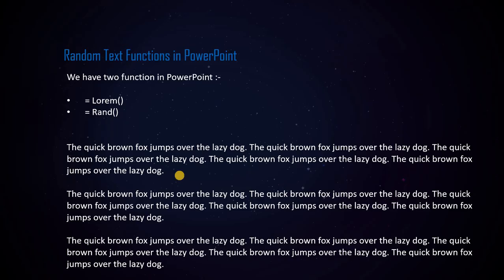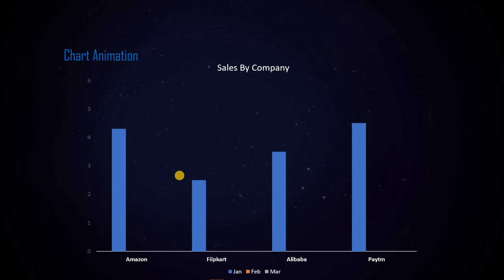Then this is for use if you have nothing right now, you will add in the future. So then we are using those functions. Then we have the chart animation. Let's suppose I want to create a chart animation.